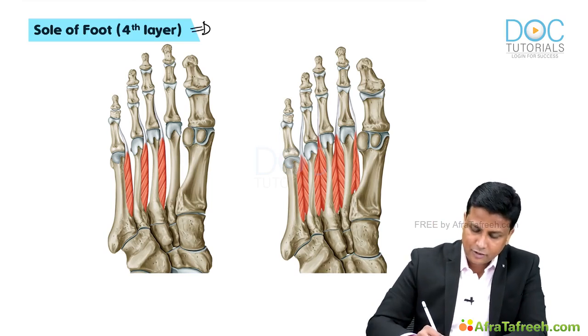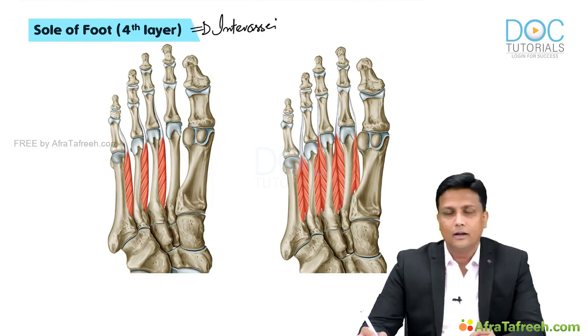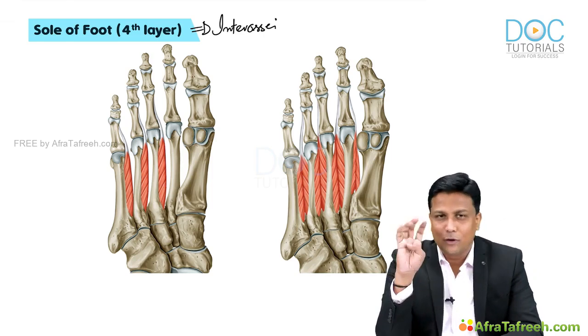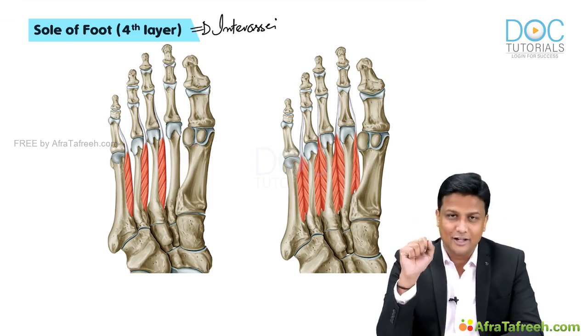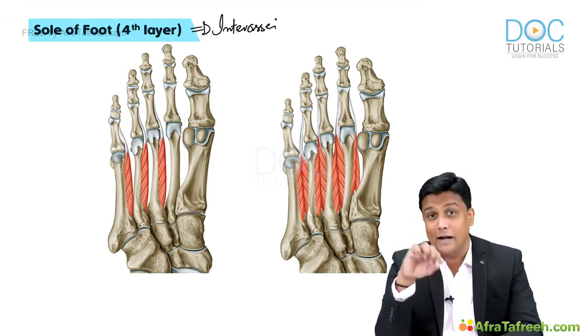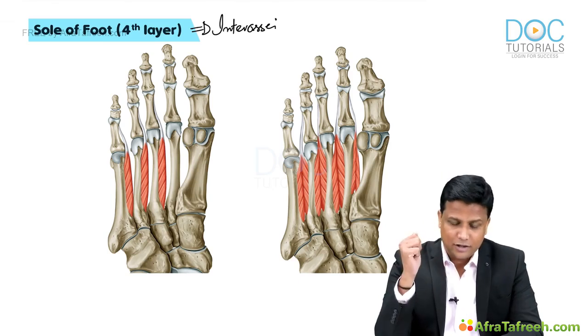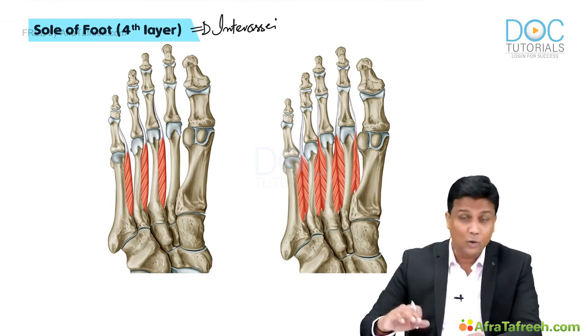Again the same thing in the fourth layer, you will be having the plantar interossei and the dorsal interossei. Like in the hand we have 4 palmar interossei and 4 dorsal interossei. Similarly, in the foot, you will be having plantar as well as dorsal interossei. But one difference here, how to identify?